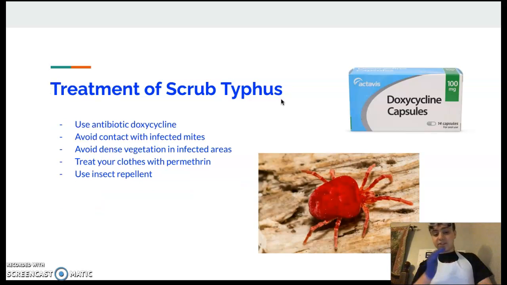And then treatment of scrub typhus functions very similarly to epidemic. You want to use the antibiotic doxycycline, and then you want to avoid contact with infected mites. And whenever you go into an infected area, like we'll get into in a second, you want to avoid the dense vegetation where the mites could be living and could be getting onto your skin or your hair or your body, and they'll bite you. And then you can treat your clothes with 0.5% permethrin. And then lastly, you want to use approved insect repellent.